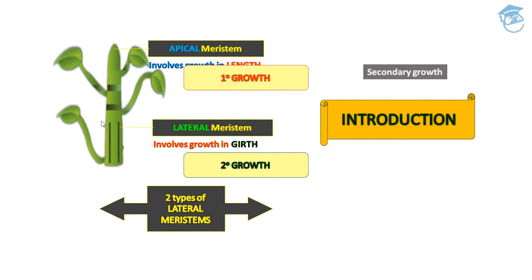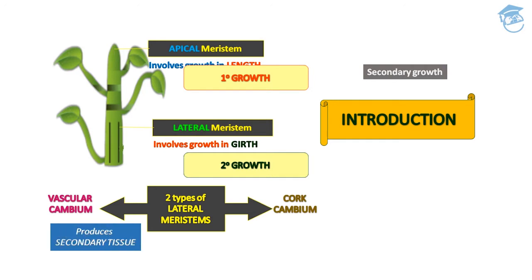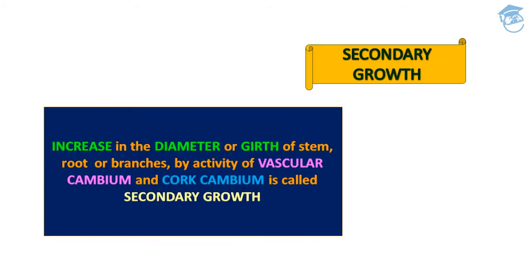See, these two lines are representing lateral meristem. So there are two types of lateral meristem: one is vascular cambium and another is cork cambium. Vascular cambium produces secondary tissue. Cork cambium produces periderm. So secondary growth is the increase in the diameter or the girth, or the breadth of the stem, root or branches by the activity of vascular cambium and cork cambium.